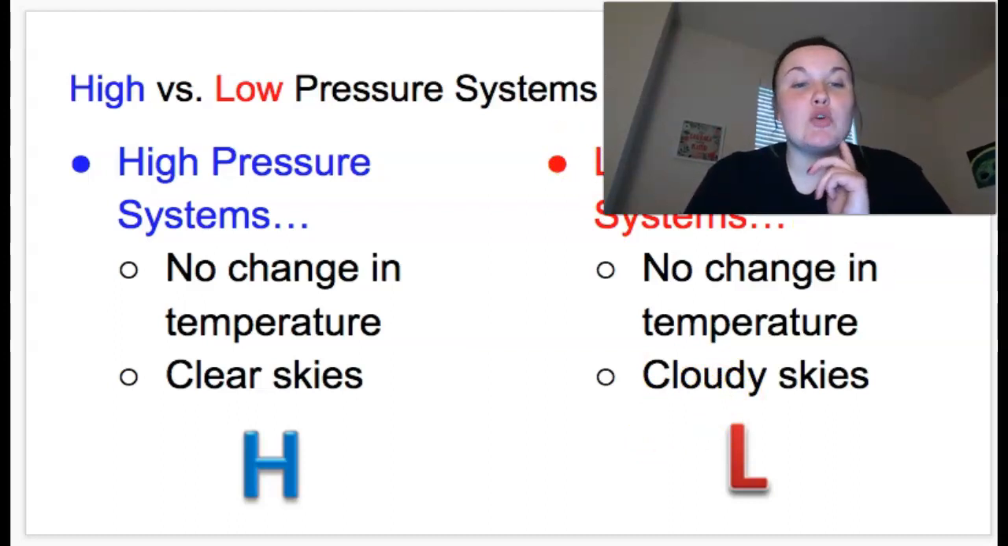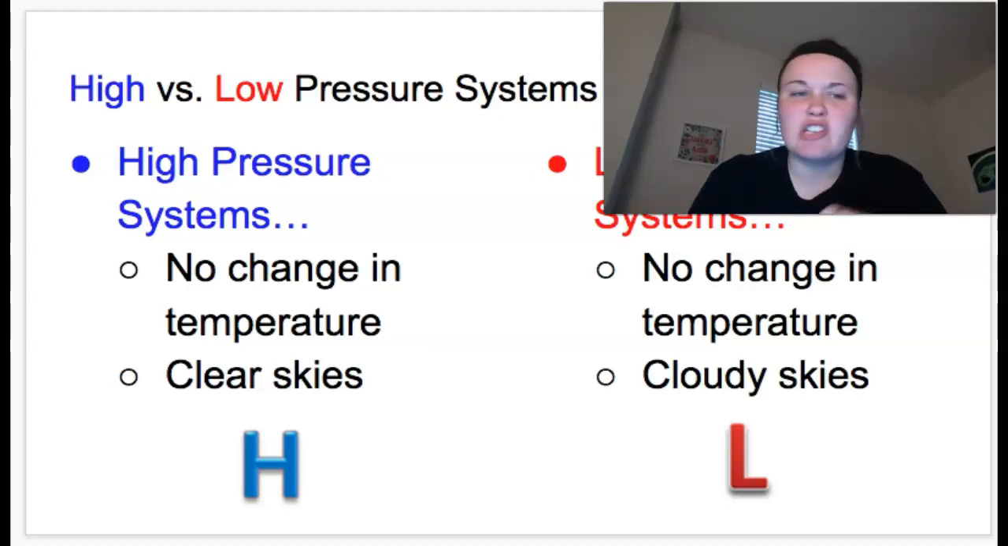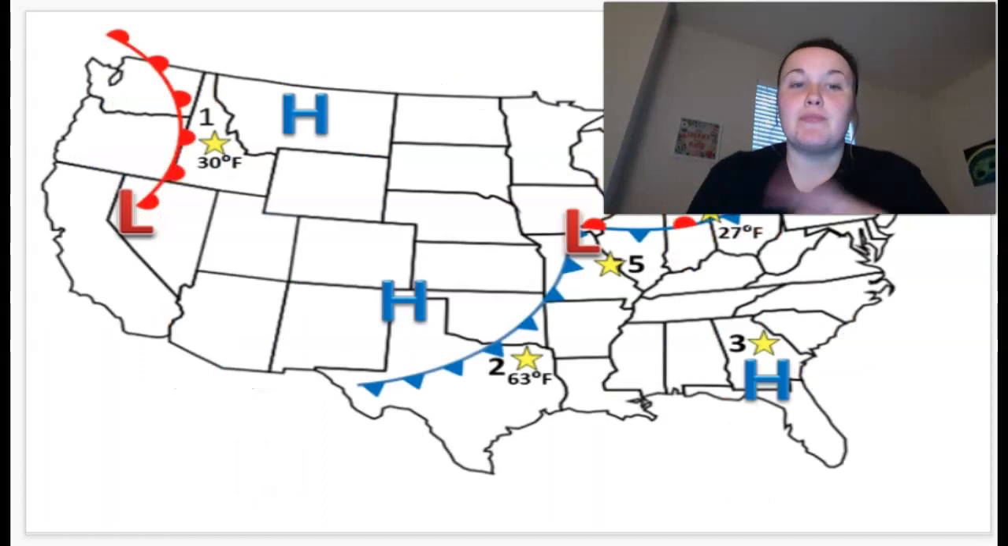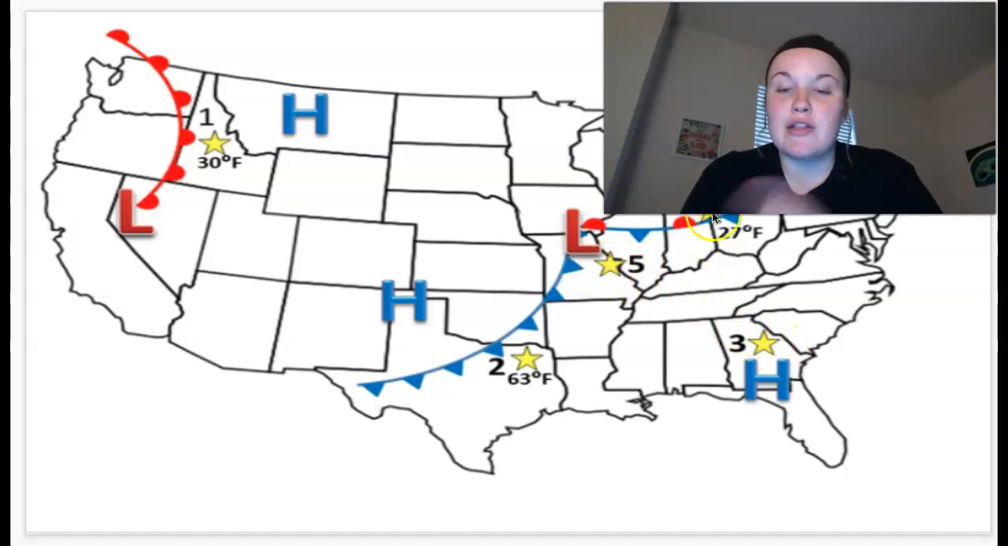Cloudy and low. And then high is just clear. And remember, no change in temperature for either. So now we're going to look at this map of the United States, and on it there's 4 cities. We have Boise, Idaho, Dallas, Texas, Atlanta, Georgia, St. Louis, Missouri, and then Chicago, Illinois.